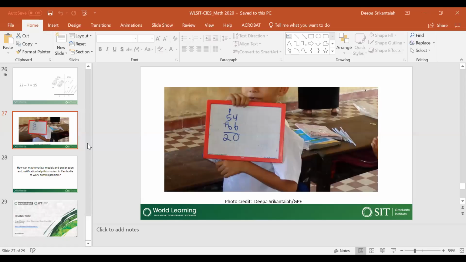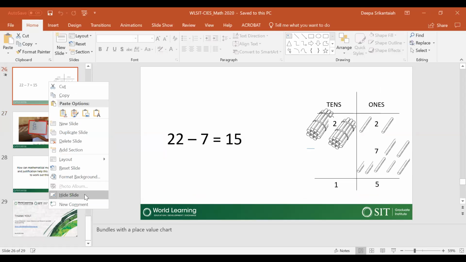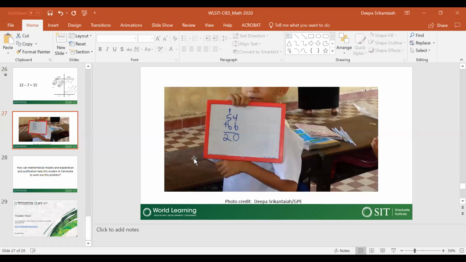If they were using bundles, it would be fast to see there's a problem. Okay, great. I don't know if there are any other thoughts on the problem. No, that was it. Great. Okay, that's all great. The bundles and base 10 blocks.